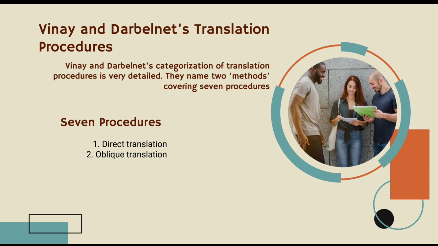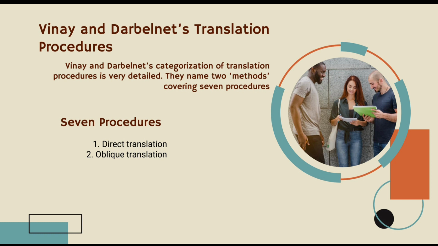Finney and Darbonet's translation procedure. 7. Procedure. Finney and Darbonet's categorization of translation procedures is very detailed. They named two methods covering 7 procedures. 1. Direct translation, which covers borrowing, calque, and literal translation. And 2. Oblique translation, which is transposition, modulation, equivalence, and adaptation.